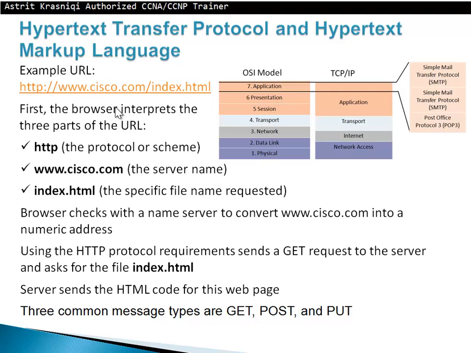So you're using HTTP and you are accessing cisco.com, and you're asking for a specific file, which is index. The browser checks with the name server to convert. So first, before the browser can actually go and get www.cisco.com, it needs to find out the numeric address. How does it do that? It asks the DNS. So using the HTTP protocol, it sends a GET request to the server and asks for the file index.html. The server sends the HTML code for this website or web page. Three common message types in HTTP are GET, POST, and PUT.